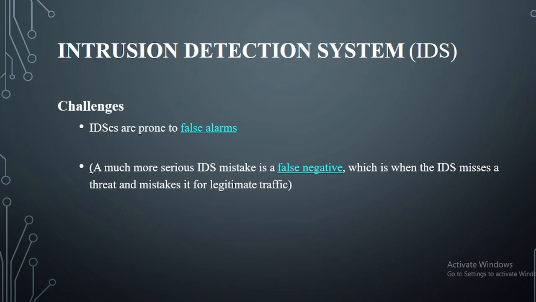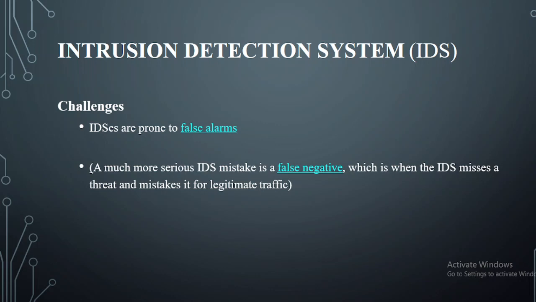Let us look at the challenges of the IDS. IDSs are prone to false alarms, and these false alarms have two categories. They can be false positives or they can be false negatives. A false positive may not be much of a worry as it leads to improvement in the network configuration.